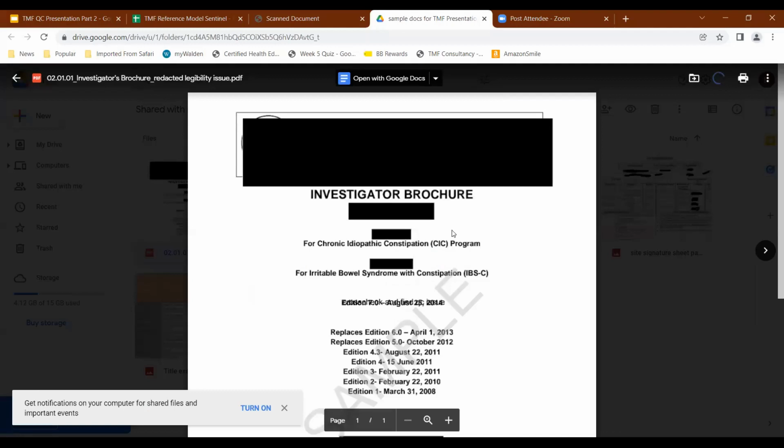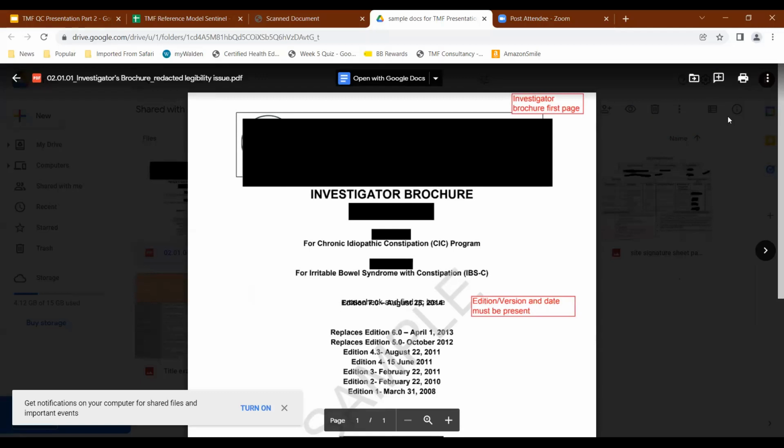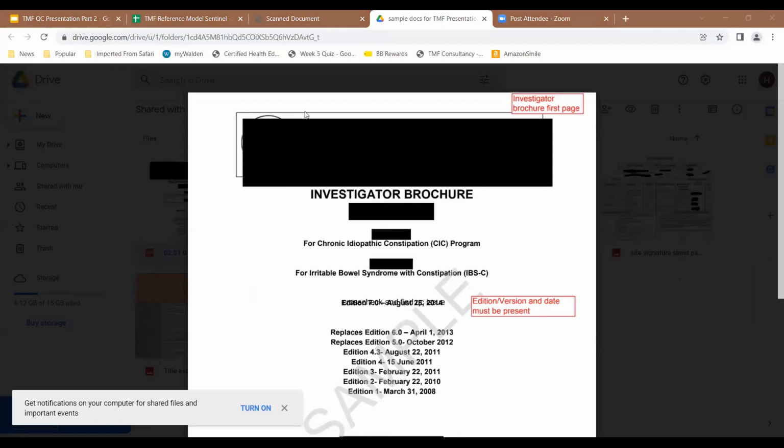Okay, we talked about this a little bit before, where this is an IB. IB is an investigator brochure, and it's basically a big document that's given to all of the doctors on the study, making sure that they are running the study appropriately because they have this additional knowledge.